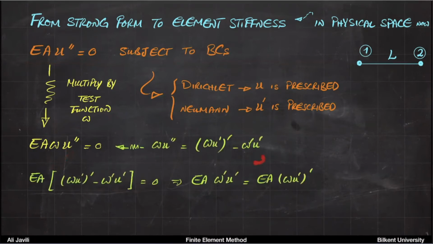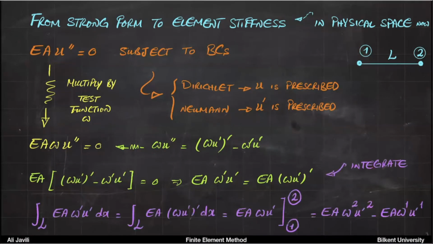Now, after that, you use the identity that W U double prime equals the derivative of W U prime, minus W prime U prime. And you insert this into your equation. So you get this term, and then you split the two terms into two sides of the equality. Now, the next step is to integrate that over the domain. Here I'm just writing L, which means I am integrating from node 1 to node 2, over the domain L.